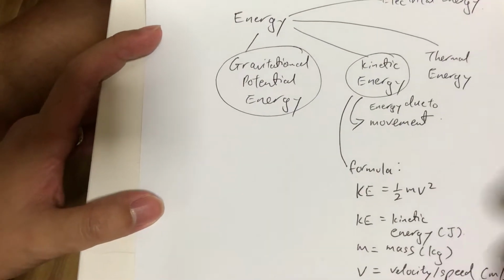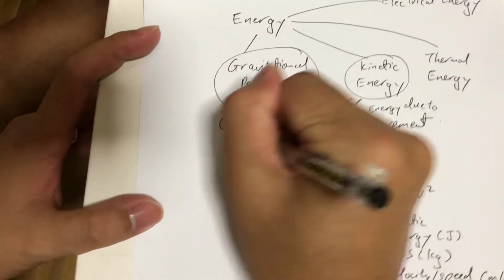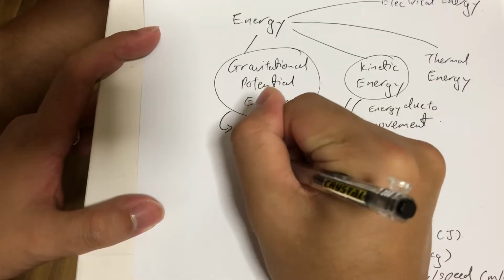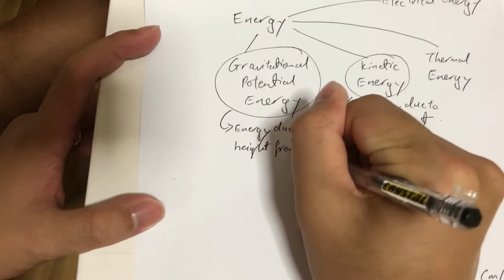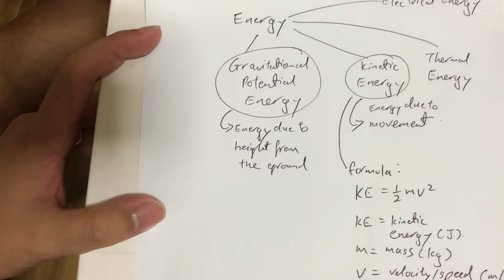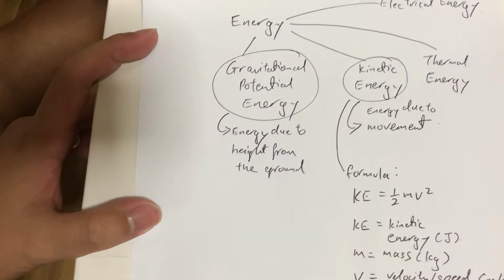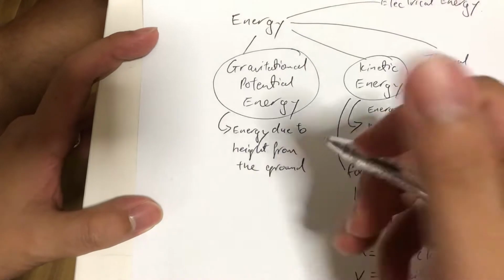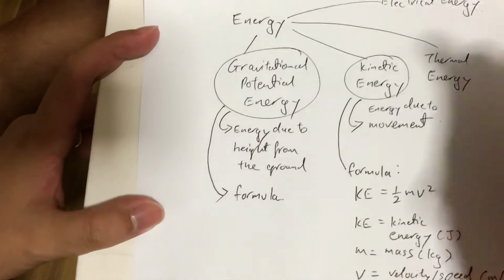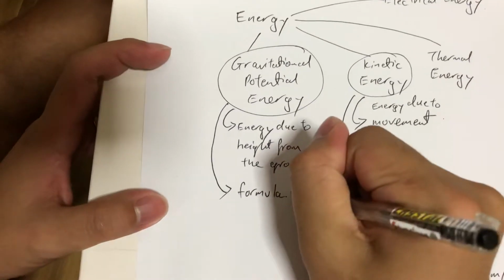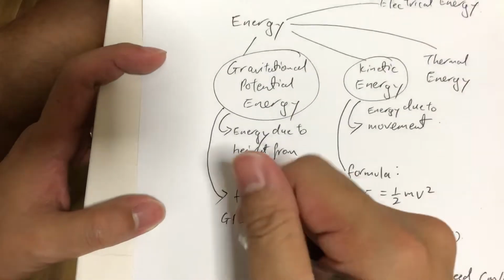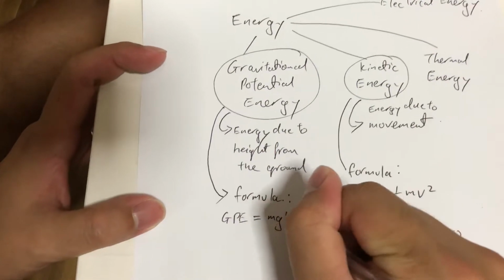Gravitational potential energy is the energy due to height from the ground. What do we mean by that? Basically, if anything is above the ground, and there's a difference in height from the ground, then there will be gravitational potential energy. The short form is usually written as GPE. The formula is mgh.